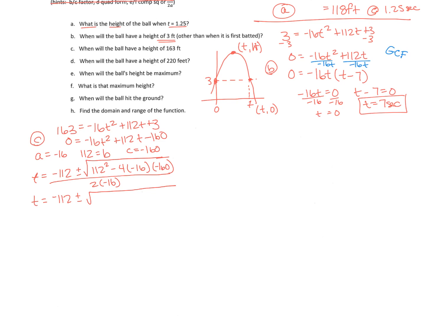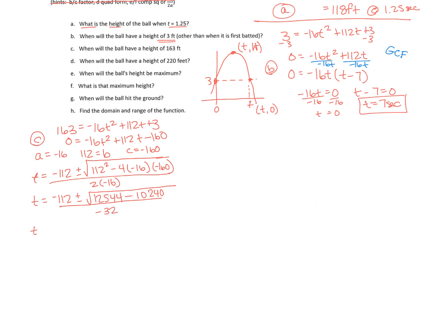because I need to do 112 squared, and 112 squared looks like it is 12,544. Now, this is a negative times a negative times a negative, so I know the number I get here is also going to be a negative. Let's do 4 times 16 times my 160, and I'm getting 10,240 all over negative 32.